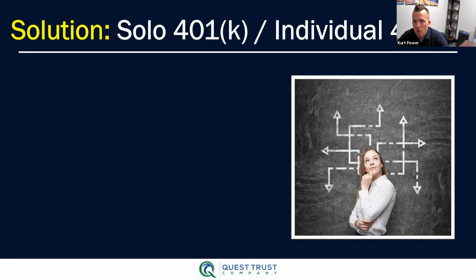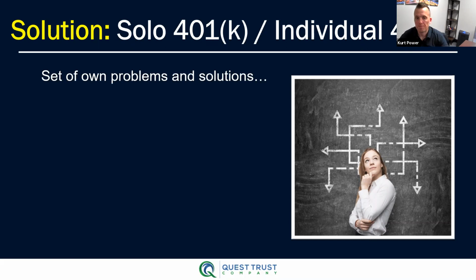Last is a solo 401k. This, again, is a powerful, powerful account, but it has its own set of problems and solutions. Biggest problem is legitimizing. When I have a solo 401k, I have to legitimize that account in the first year that I have the account open. What does legitimize mean? I've got to make a contribution from the profits of my business in year one.